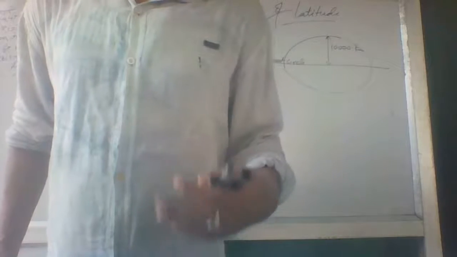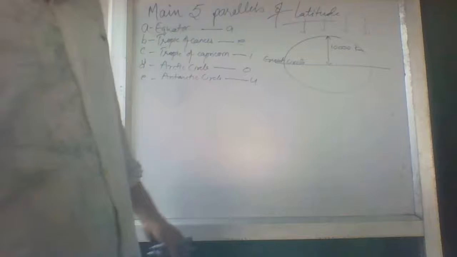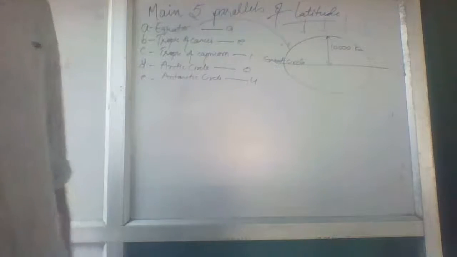The rays of the sun fall vertical over the equator almost throughout the year, meaning 90° on the equator. The distance between parallels is 111 km, as we have seen. Now, this is called the equator. We have studied well about it.